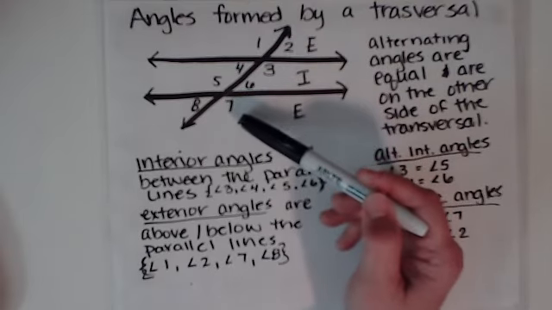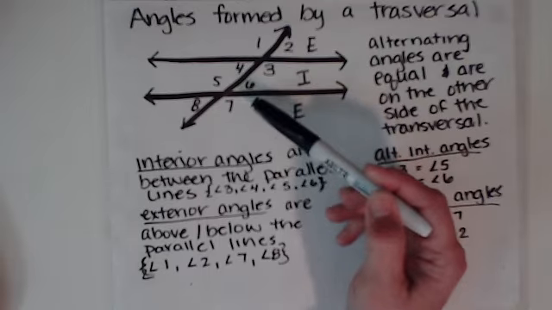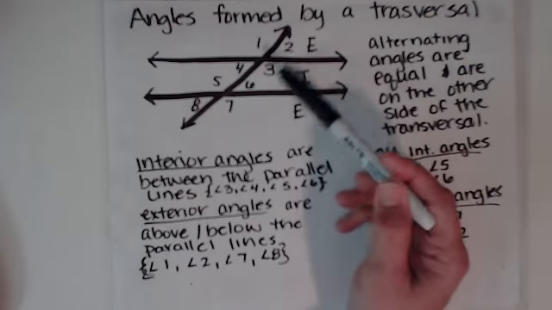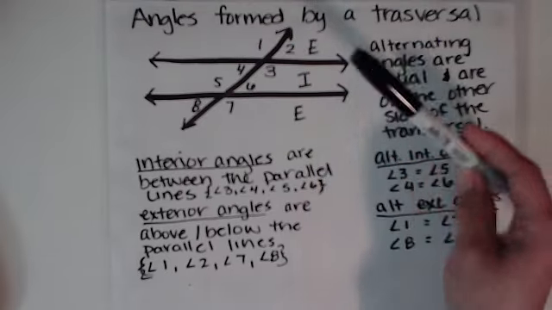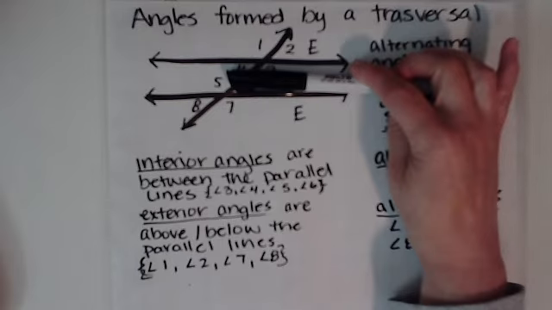So we have consecutive exterior angles. You can see that angle 7 and angle 2 add up to 180 degrees in the same way that they would if the parallel lines were only one line.